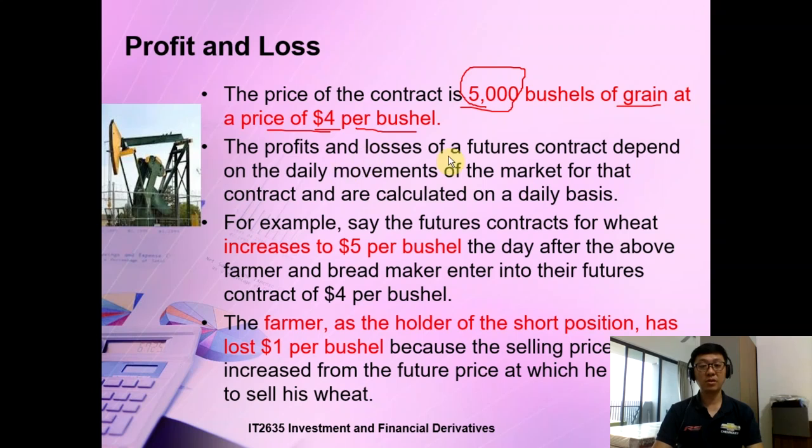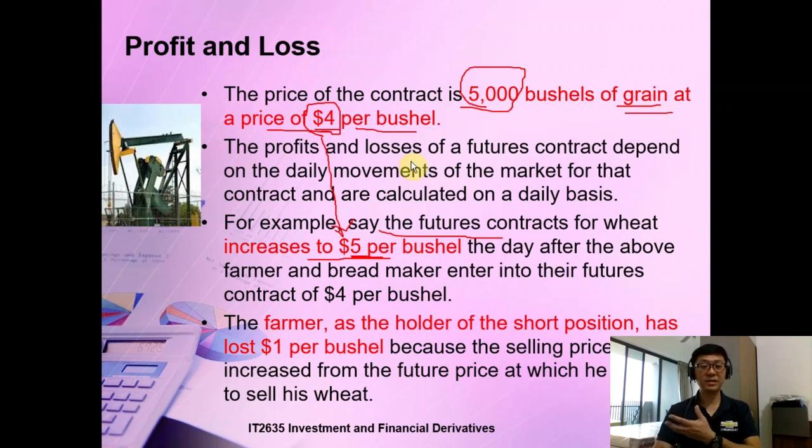So how do you calculate the profit and loss? For example, from $4, let's say it moves up. The market price of the futures contract actually goes up to $5. From $4, it went up to $5. So what is the futures contract in store for these two parties? Let's take, for example, a farmer here. The farmer actually produced the grain.